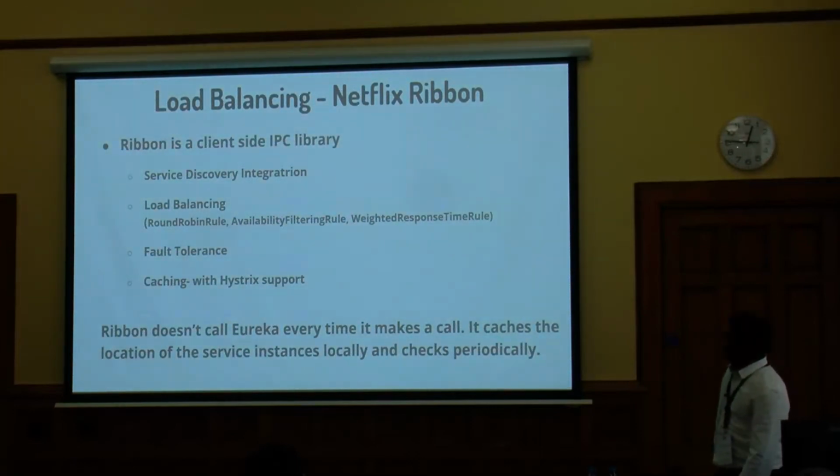So load balancing is provided by something called Netflix Ribbon. It's a client-side IPC, inter-process communication library. So actually it's useful in remote procedure calls. It provides good integration with the service discovery, that's Eureka. It has lots of load balancing rules like round robin, weighted response, and a lot of others. It provides fault tolerance. One of the main things is it doesn't call Eureka every time. It caches the location of the services locally and checks periodically with Eureka. That's how it deals with the load balancing.